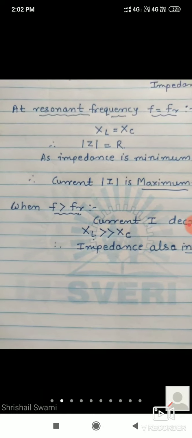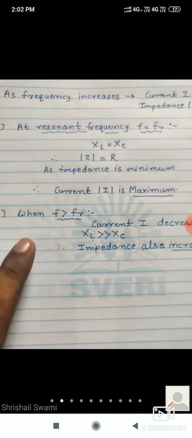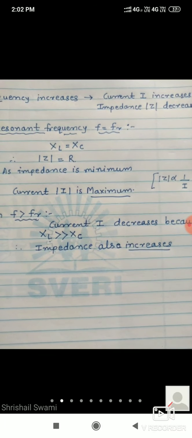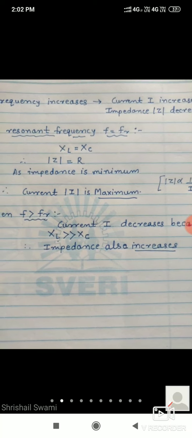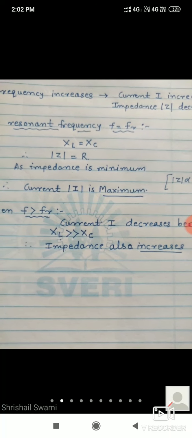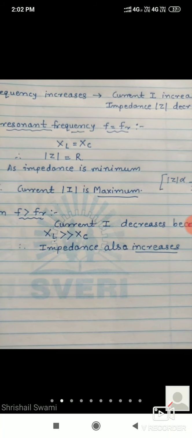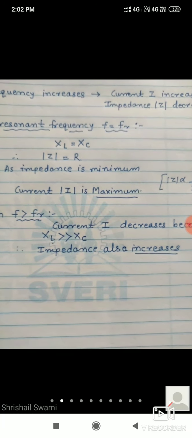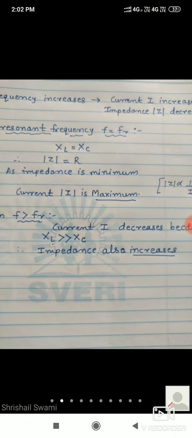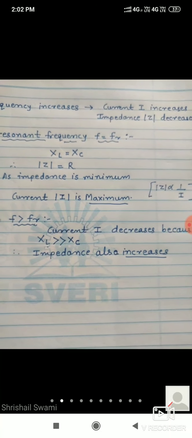Okay, now last point, if you increase the frequency after resonant frequency up to infinity, so when frequency f is greater than fr and less than infinity, the impedance is going to increase. Why does it increase? Because the inductive reactance XL becomes greater than XC. Then look at your equation, Z is equal to under root R square plus (XL minus XC) square. So now XL is increasing, the value of XL goes towards infinity, so what will happen? Impedance is also going to increase. As impedance increases, current is going to decrease, because both are inversely proportional.